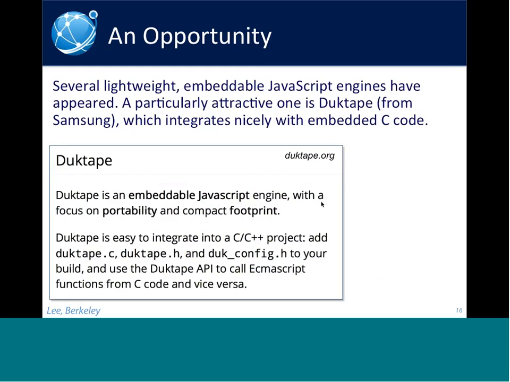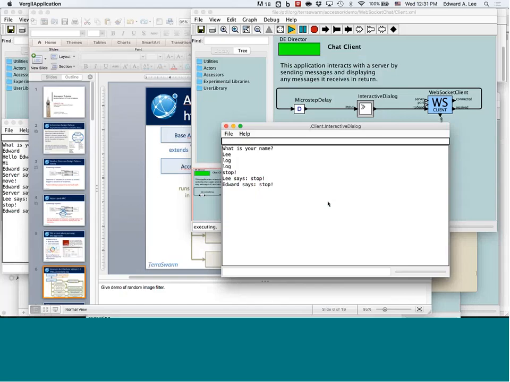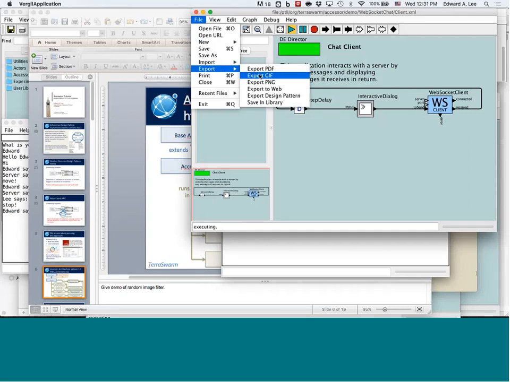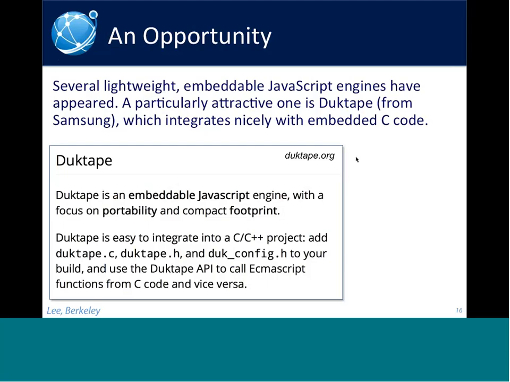There are other timing issues. Here's one that I wanted to highlight: there are quite a few lightweight embeddable JavaScript engines that have appeared. One that I particularly like from my limited look is called Duktape, which comes from Samsung. I like it because it integrates very nicely with CapeCode, and it has a surprisingly small footprint, so it can run on pretty lightweight hosts. I believe we should be able to take programs defined in CapeCode as block diagrams and export them to Duktape, producing a composite accessor that we can then instantiate in Duktape on an embedded processor. That's one of our goals moving forward.